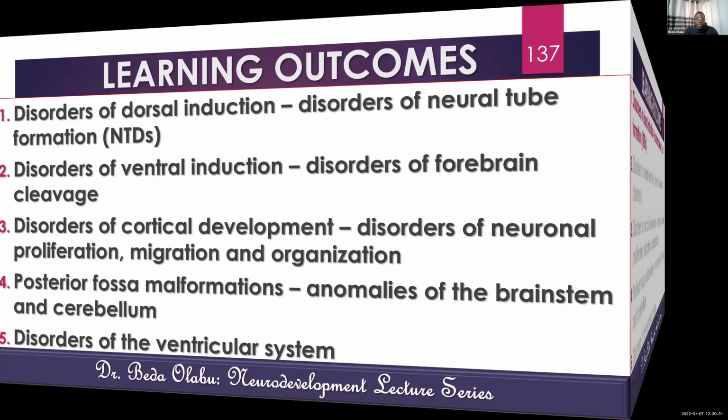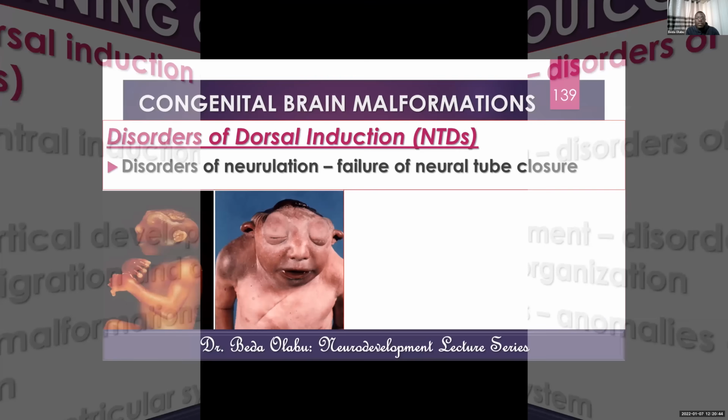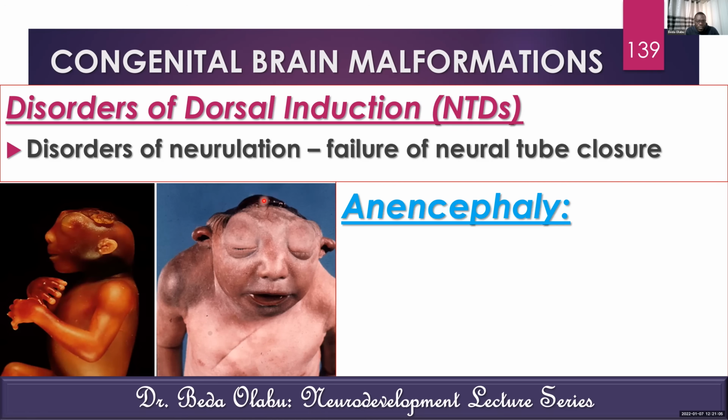Let's start with disorders of dorsal induction, which are disorders of neural tube development. So we call them neural tube disorders. So disorders of dorsal induction are disorders of closure of the neural tube. They occur as a result of defective closure of the neural tube. There are quite a number, and let me highlight some of them. The first one shown in this image is what we call anencephaly.